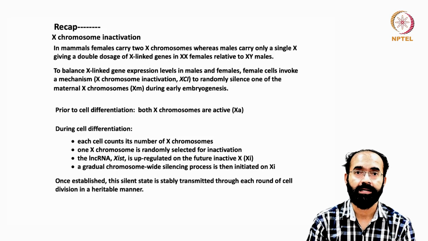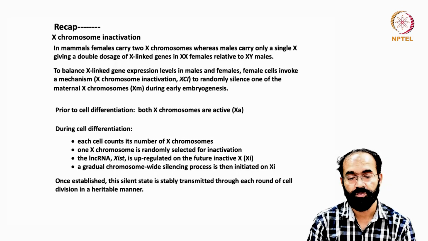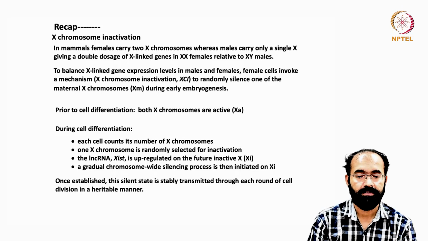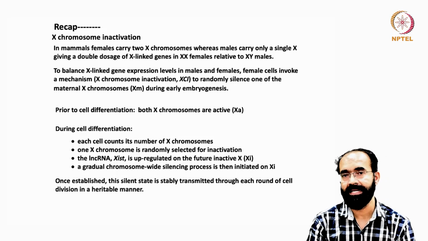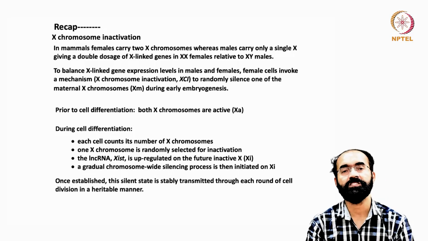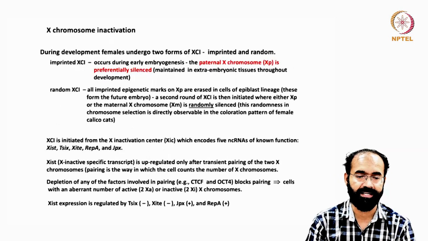The lncRNA, long non-coding RNA, is upregulated on the future inactive X chromosome, termed Xi. A gradual chromosome-wide silencing process is then initiated on the Xi, so that the entire chromosome is now compact. Once established, this silent state is stably transmitted through each round of cell division in a heritable manner. That means this will continue to be accepted and maintained.